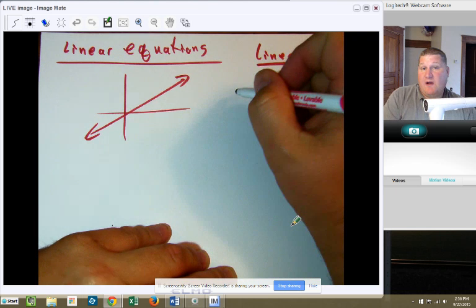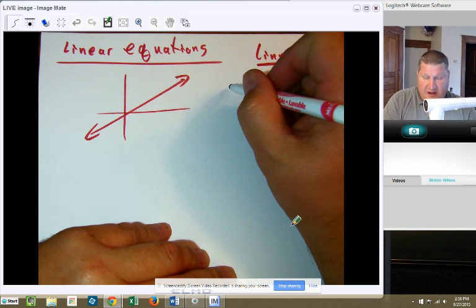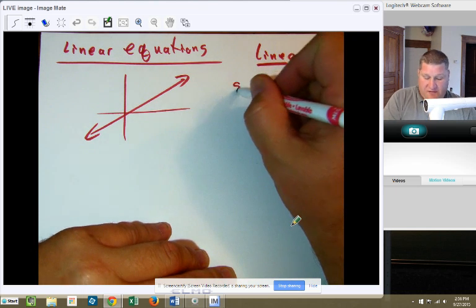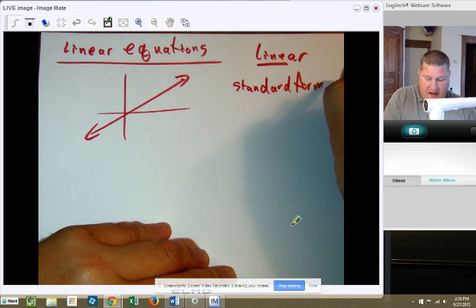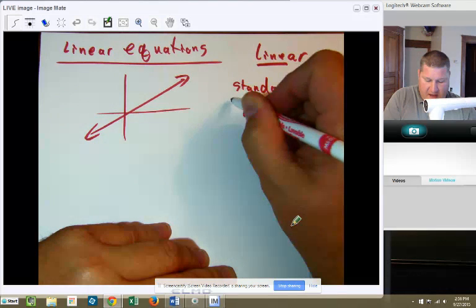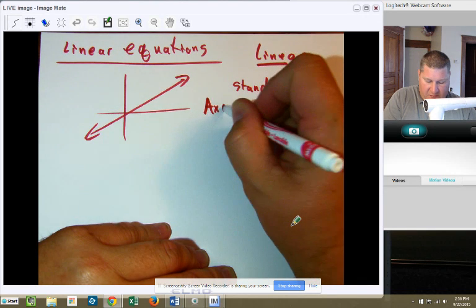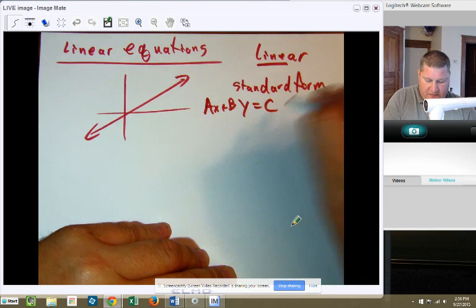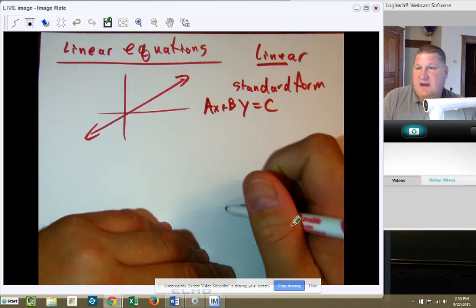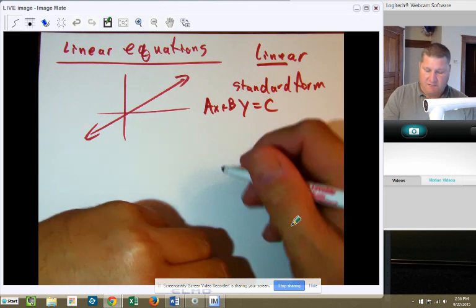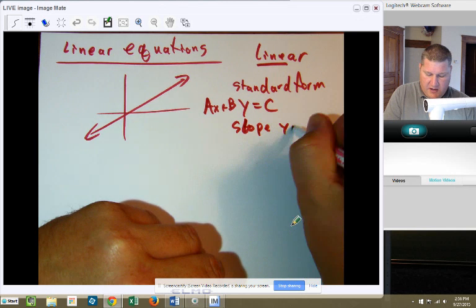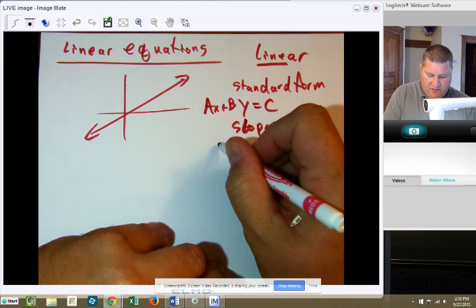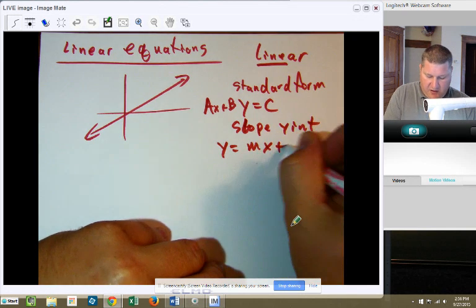As far as equations go for straight lines, we're going to have a couple here. We're going to have standard form, and that is ax plus by equals c. That's going to be standard form. Now, you're also going to have slope-intercept form. That's going to be y equals mx plus b.